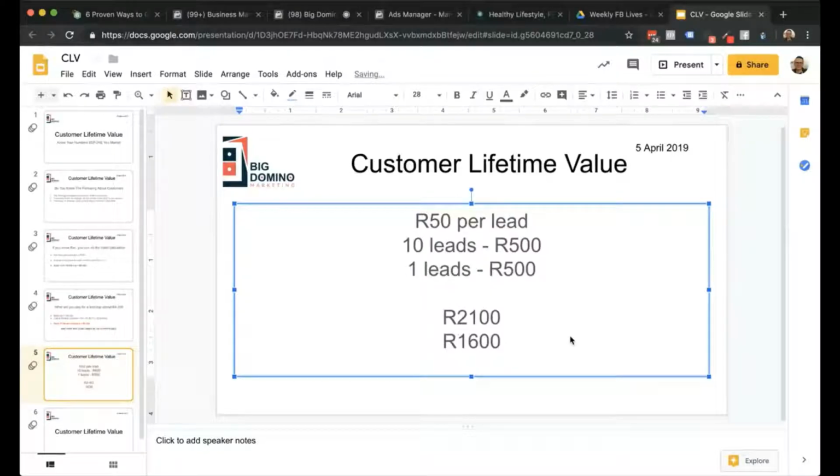So before you start marketing online or getting someone to market for you, whatever route you want to take, know your customer lifetime value, know what that customer is going to cost you, know what your profit on average is on a customer lifetime, and then you'll have a good idea if that cost per lead is worth it for you.